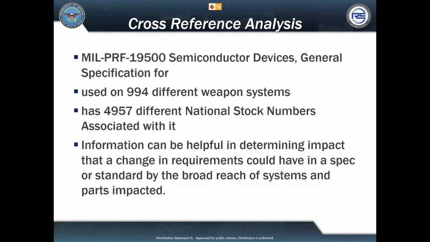Just as a quick tie up to this section, one of the things we were able to see with 19500 was it was used on 994 different weapon systems. It has 4,957 different national stock numbers associated with it. And again, we talked about the pertinence of this type of data could be both to item managers, parts managers, and the standardization management community.